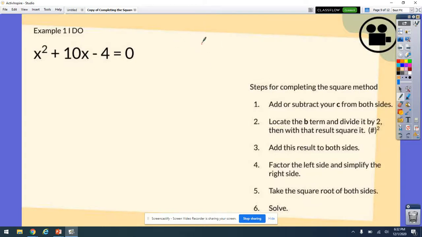So for this example, what we're going to do is solve using our completing the square method. The very first step is to add or subtract your c's from both sides. So I'm going to take this 4 and add it to the opposite side here. These two cancel, so then I'm just going to write it down.